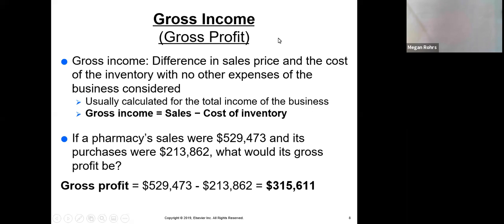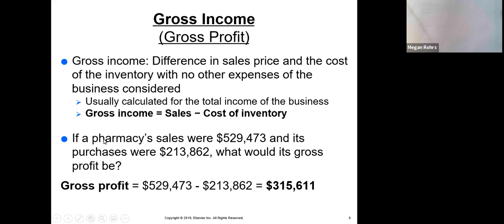So this concept here, we have what's known as gross income or gross profit. So pretty simple equation here. Gross income is the difference between the sales of a business and the cost of inventory. We do not include any other expenses when we're calculating gross profit.